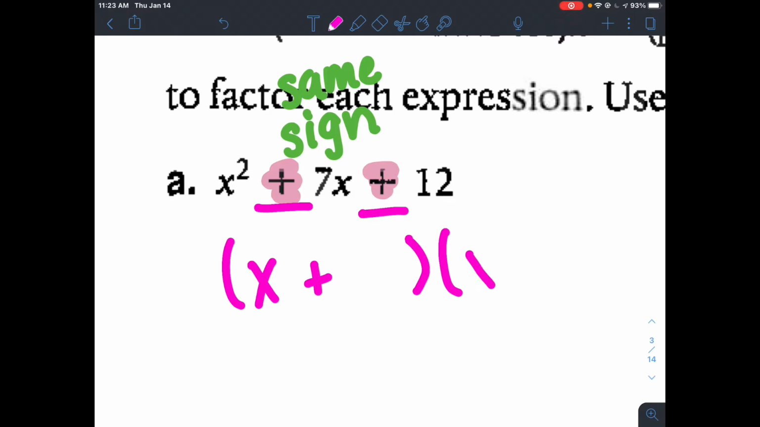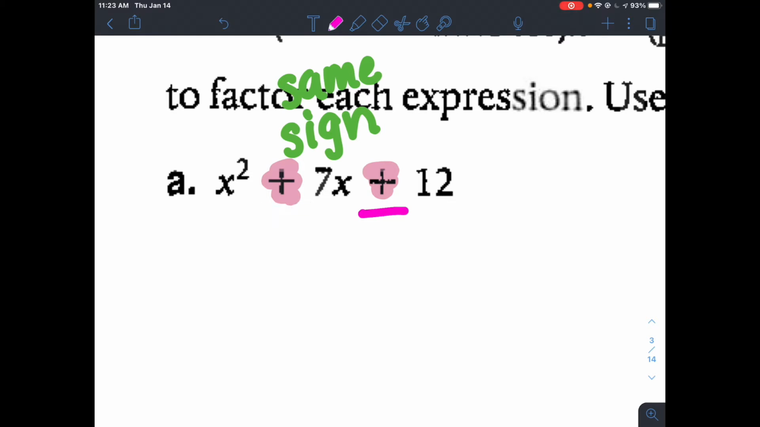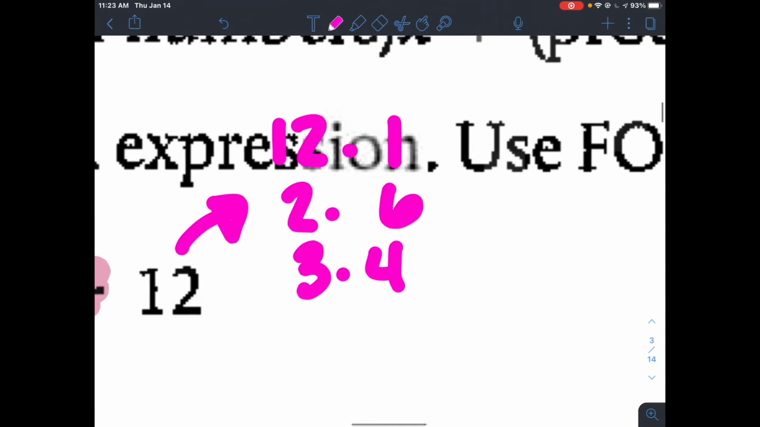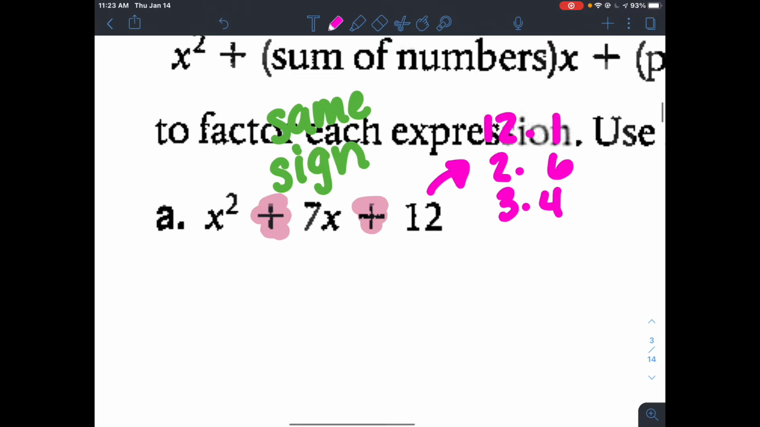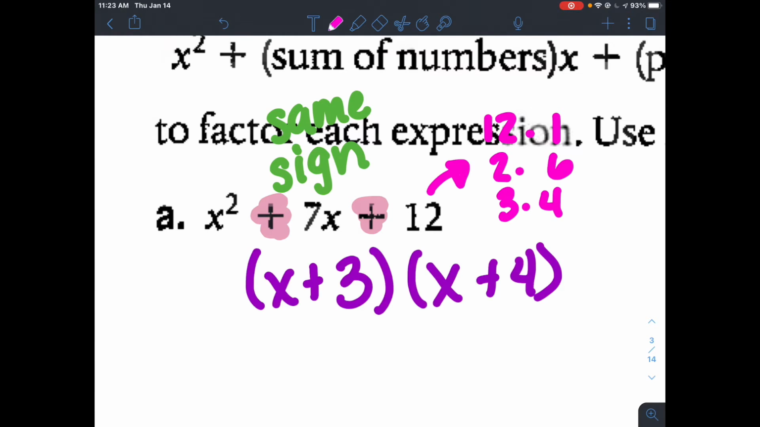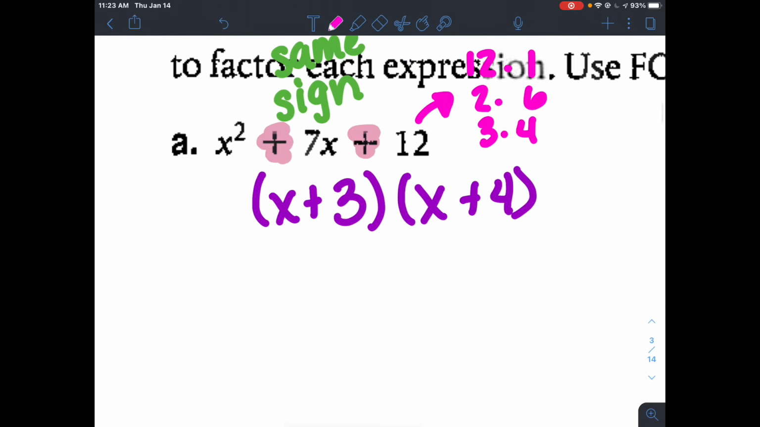Okay, so they need to multiply to 12. So let's write down all the factors that go into 12. So 12 times 1, 2 times 6, 3 times 4. Which one of those is going to add to 7 if they're both going to be positive? Well, 3 and 4. So 3 times 4 is 12. 4 plus 3 is 7.